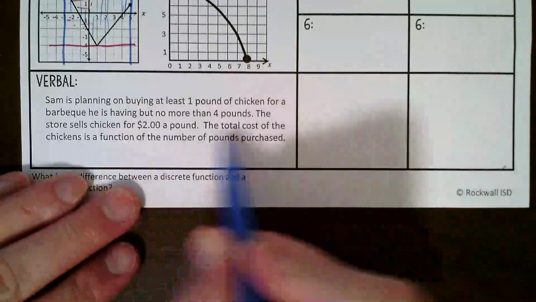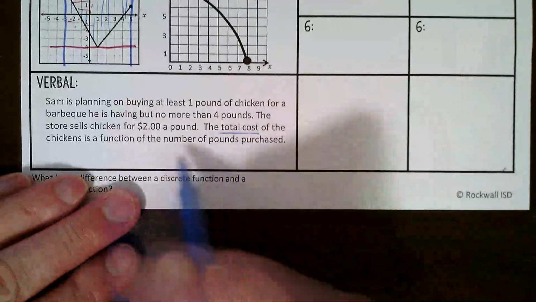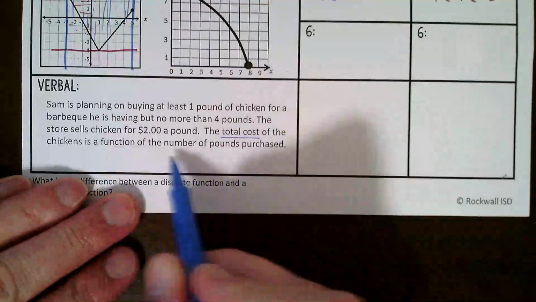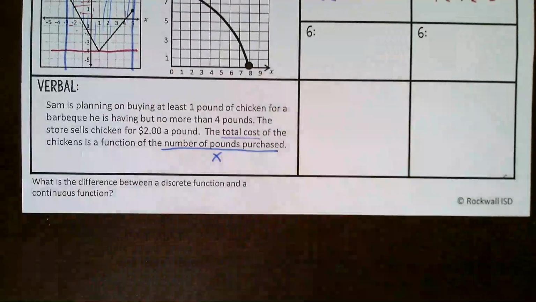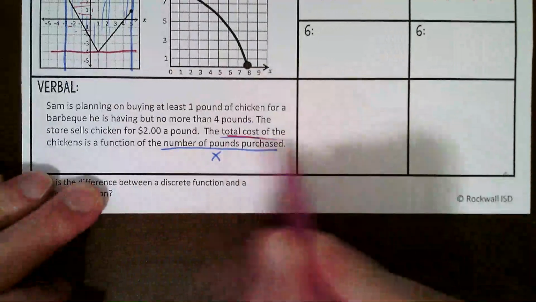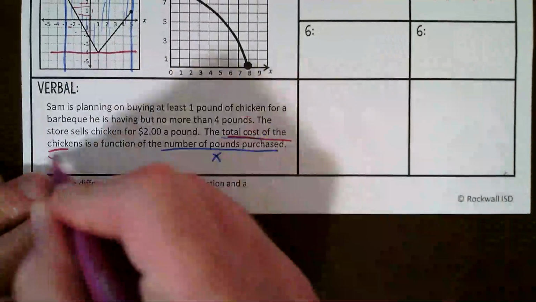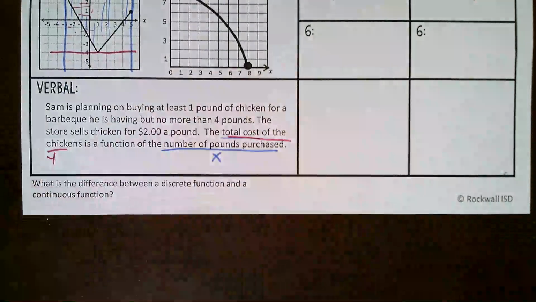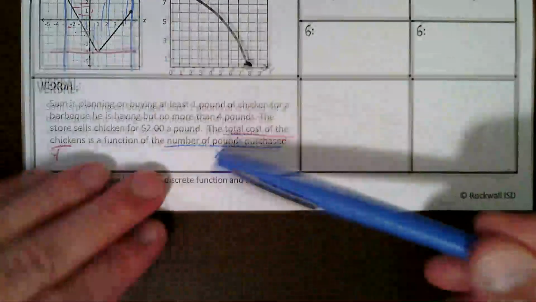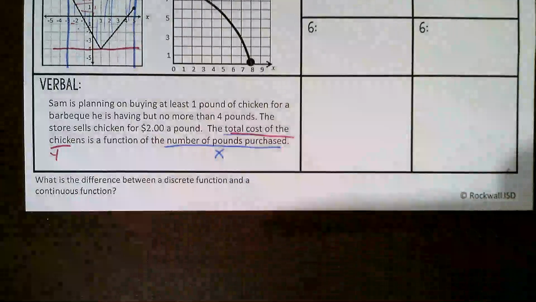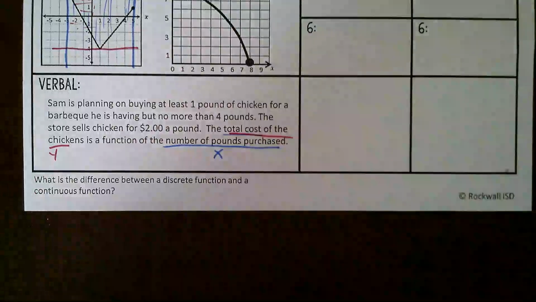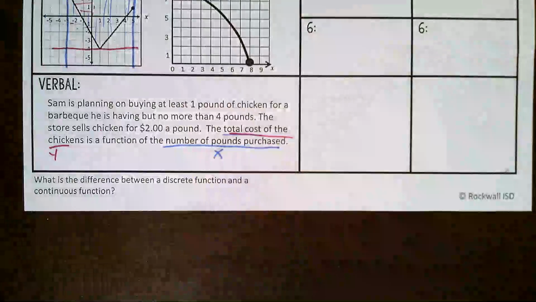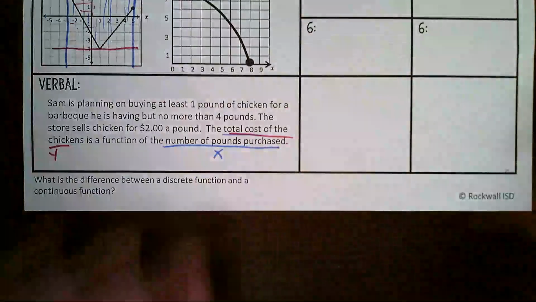So what they're saying with this last part is they're saying the total cost of the chicken is a function of the number of pounds purchased. So this phrasing right here makes that our domain. And the cost of the chicken, that's going to be our range value, because depending on how much chicken you buy, your cost will depend on how much you buy. So that makes the pounds our independent, our input, and our domain.